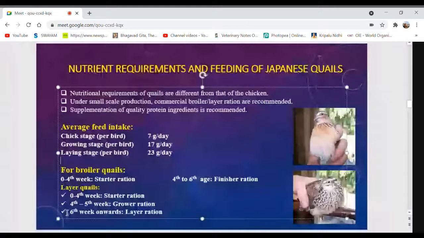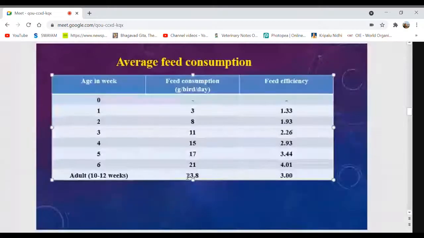So here, in week one, week two, week three, week four, week five, week six, it is 3 gram, 8 gram, 11 gram, 15 gram, 17 gram, 21 gram, and maximum it will be 23. Maximum maybe 25, not more than that. And feed efficiency is 3. This is somewhat higher actually, because growth is less, no? Means not good, inferior to broiler.